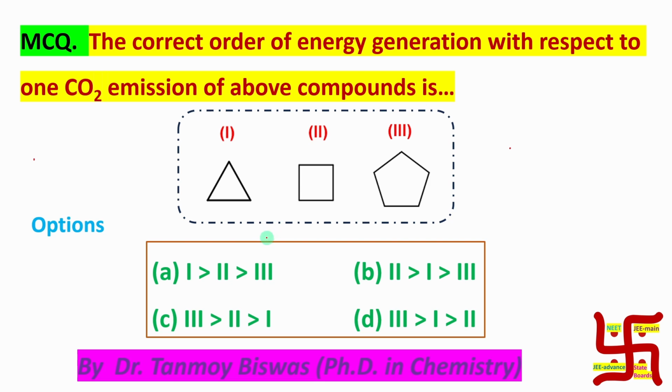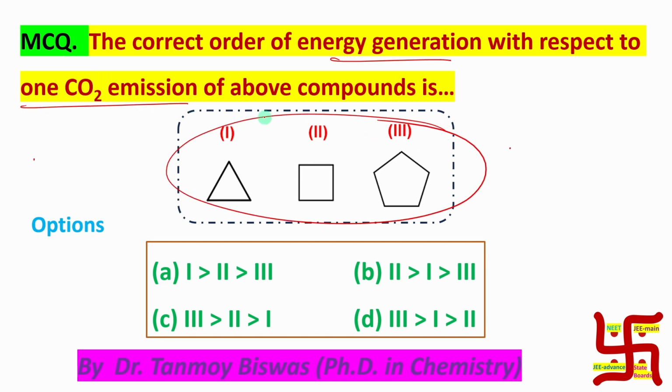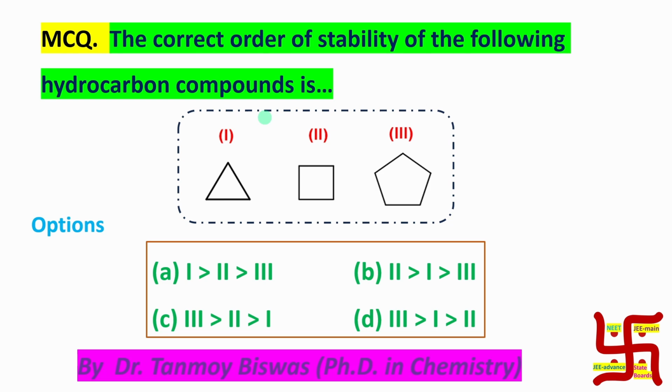Let's start. Now the question: the correct order of energy generation with respect to one CO2 emission of these compounds. Okay, what is the correct order? Or this question could be asked in a different way: the correct order of stability of the following hydrocarbon compounds. Now, when this question is asked, it becomes very confusing.